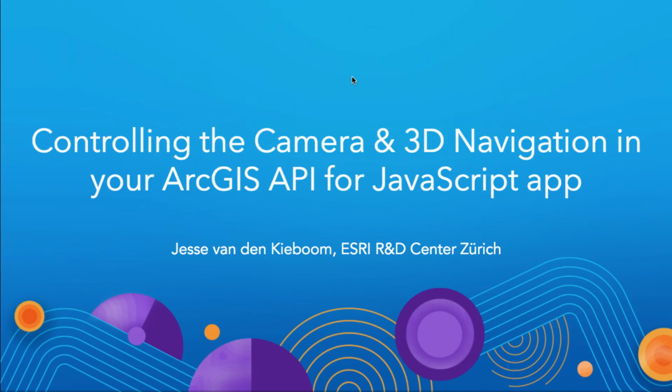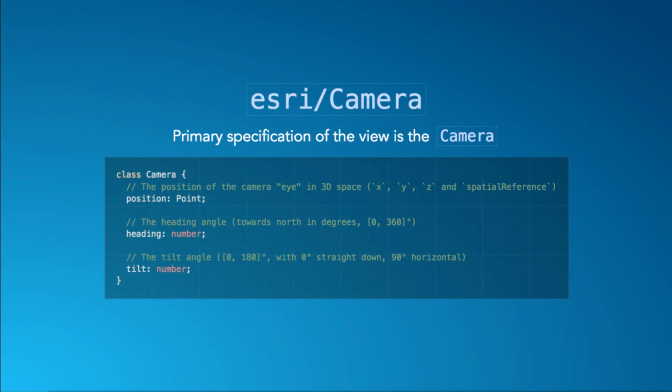This is about controlling the camera and 3D navigation in your ArcGIS API for JavaScript app. I'm going to be talking about how to control it, both interactively and programmatically. This will be quite a short session. I'll try to go over a couple of demos and see how you can basically control the 3D camera.